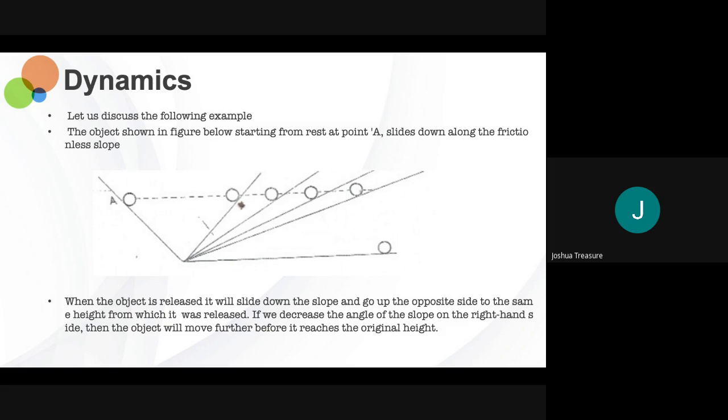So the object shown in the figure below, starting from rest point at A, right? It starts up here.